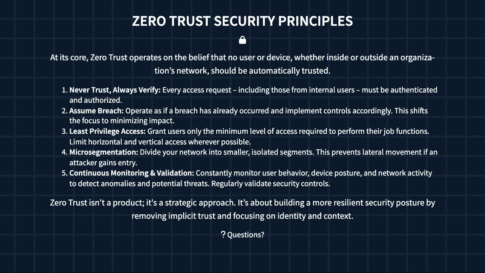We also need to assume a breach has already happened, so we build controls that limit how far an attacker can go if they do get in. Then, we give people only the absolutely minimum access they need, least privilege, and constantly monitor everything to look for anything unusual. It's a layered approach designed to be much more secure than traditional security models.